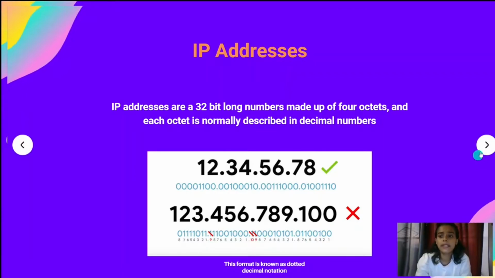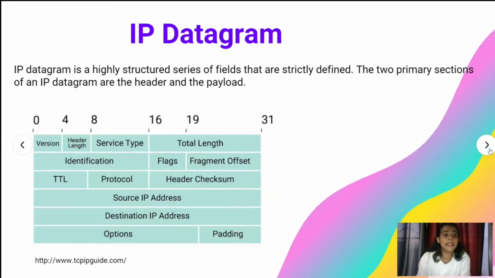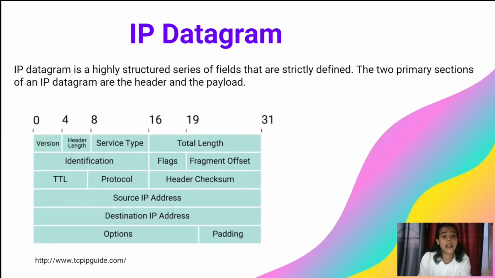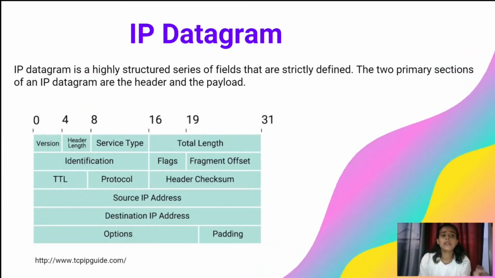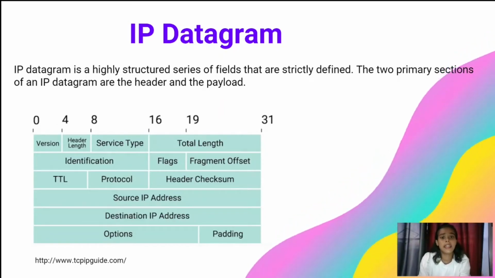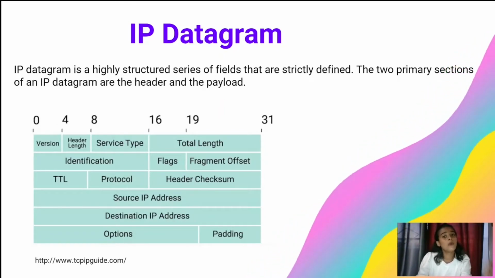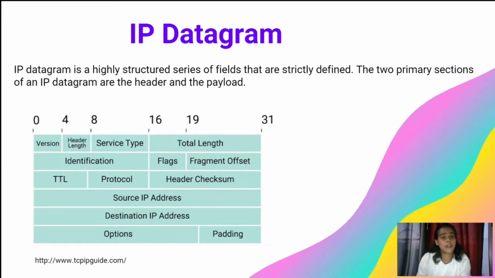Moving on to IP datagram. So what is an IP datagram? An IP datagram is a highly structured series of fields that are strictly defined. The two primary sections of a datagram are the header and the payload section. More about IP datagram you can find in the description.